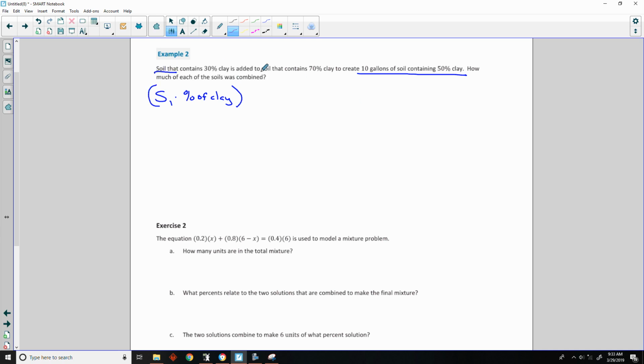So I'm going to take that amount, and I'm going to multiply, I want my parenthesis here. So it's soil from the first soil amount times the percent of clay. And then I'm going to add, is added to the second soil amount, I'll call S sub 2, times the percent of clay, to create resulting amount, let's call it R, times resulting percent of clay.